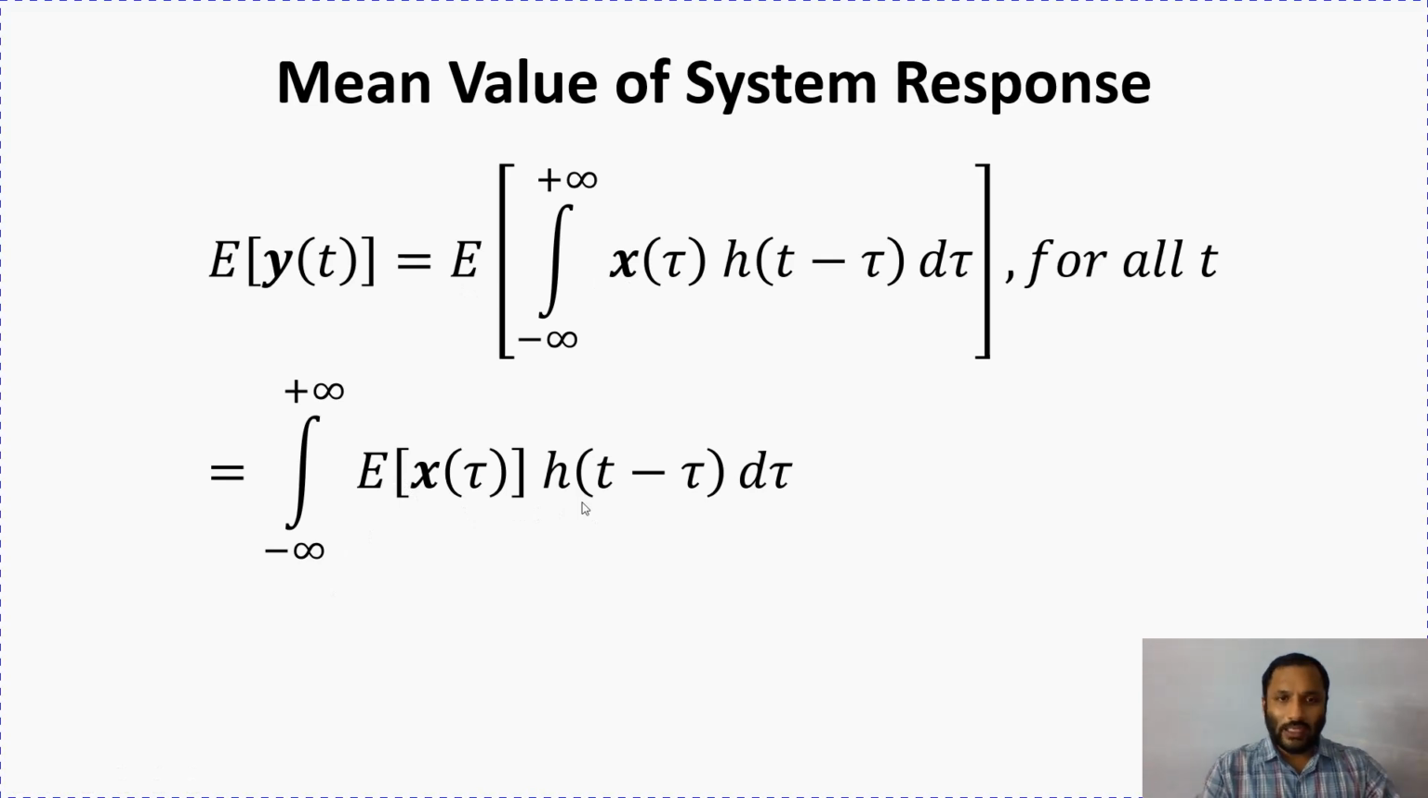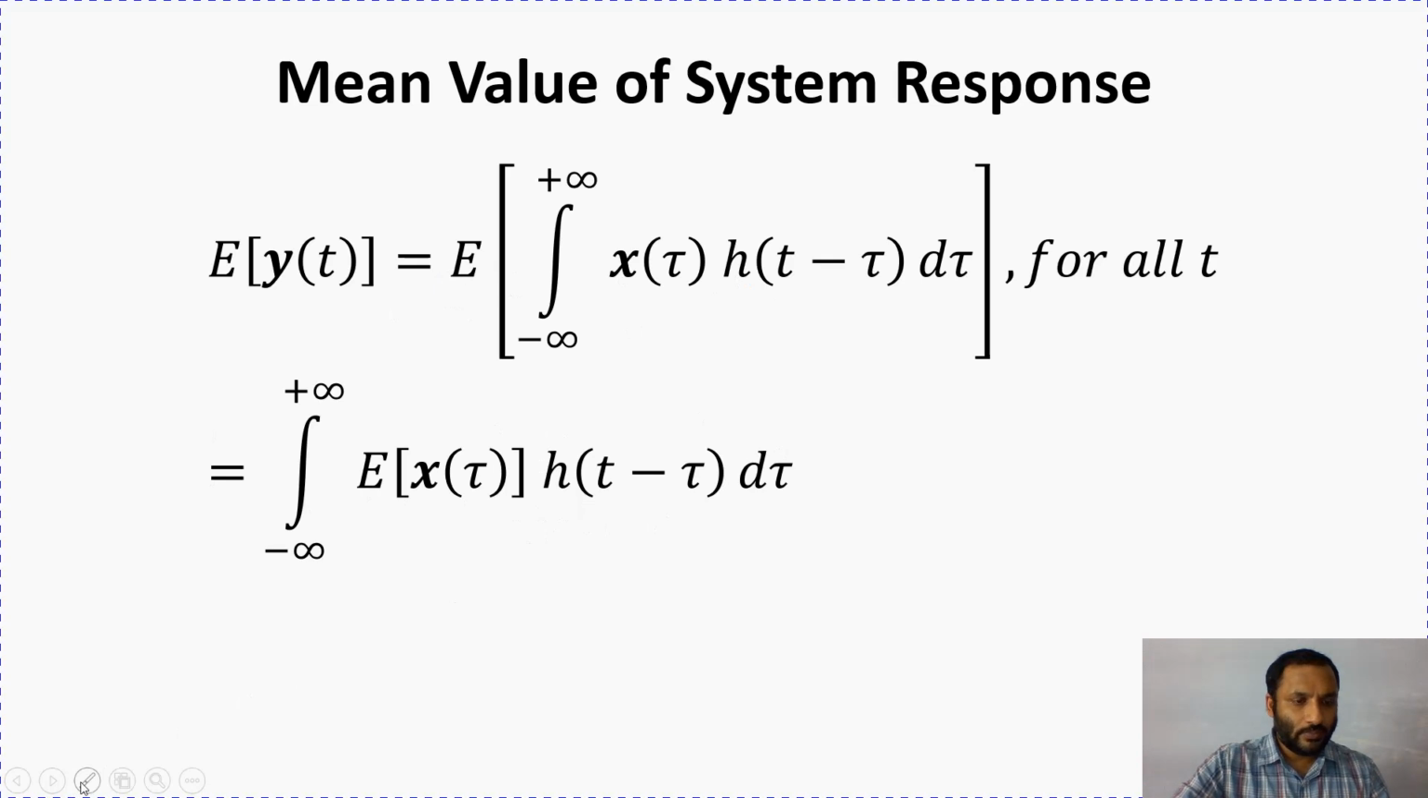We have been doing this many times. This is the normal procedure of how we do this. So h is a deterministic function, right? So we cannot apply the expectation to this one. Normally the constant comes outside the expectation. That's why we have written it outside this expression here.